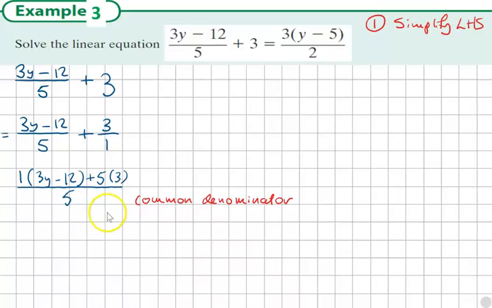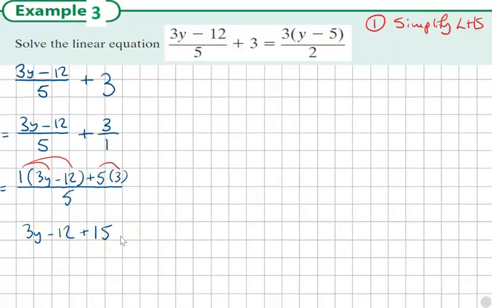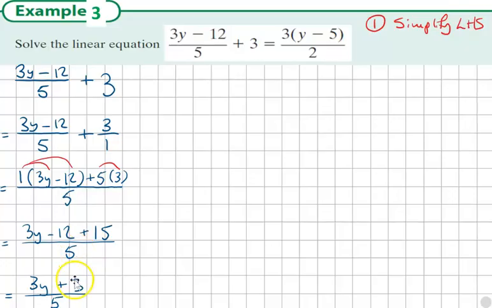So next we're going to simplify the numerator. So 1 times 3y is 3y, 1 times minus 12 is minus 12, and then 5 times 3 is 15, and that's all over 5. And we simplify, minus 12 plus 15 gives us 3. So we have 3y plus 3 all over 5.